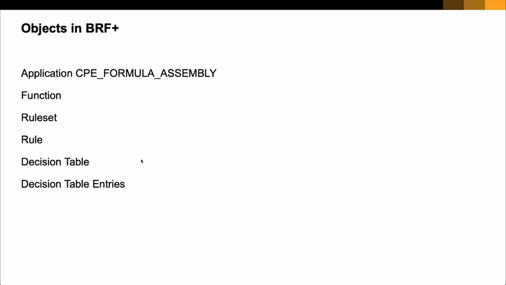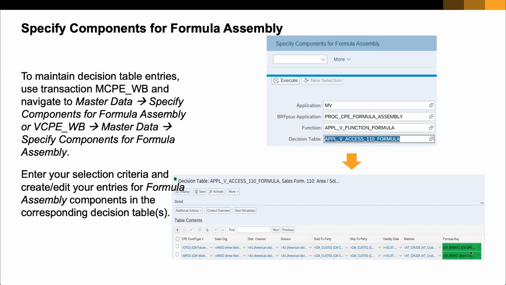The important objects in BRF plus: one is the application, the high level application which is used. Then within the application, there are functions, which we saw earlier. There are functions for formula, functions for terms, and the basis pricing. A function has a rule set within it. A rule set is nothing but a set of rules. And within the rules, you can say how you want to run it. For instance, you can have n number of different decision tables, right? So you can say, first, I want to refer to decision table A.